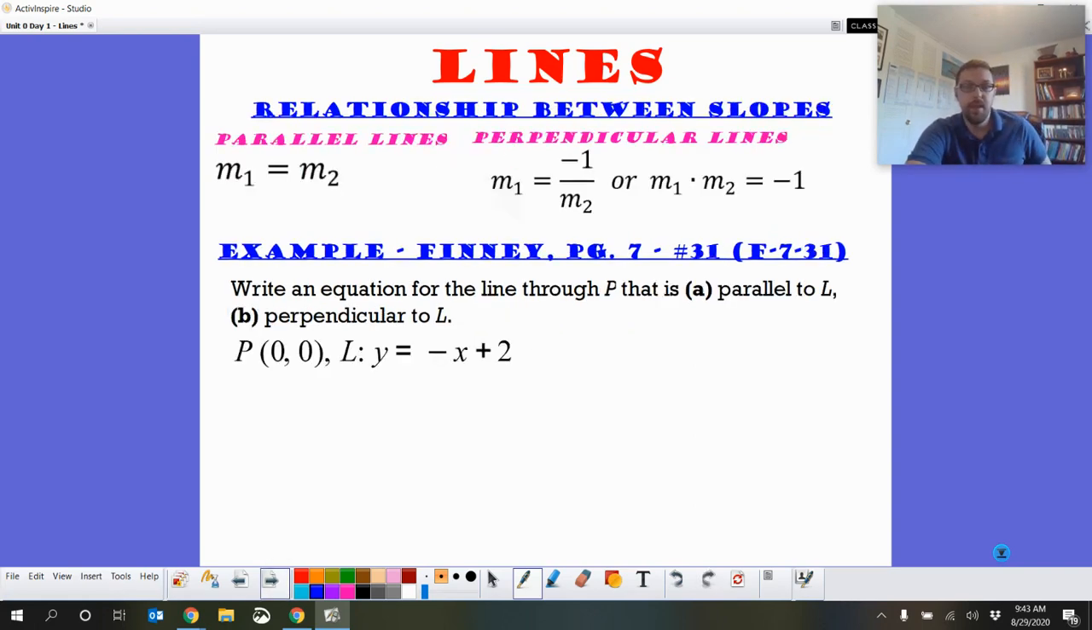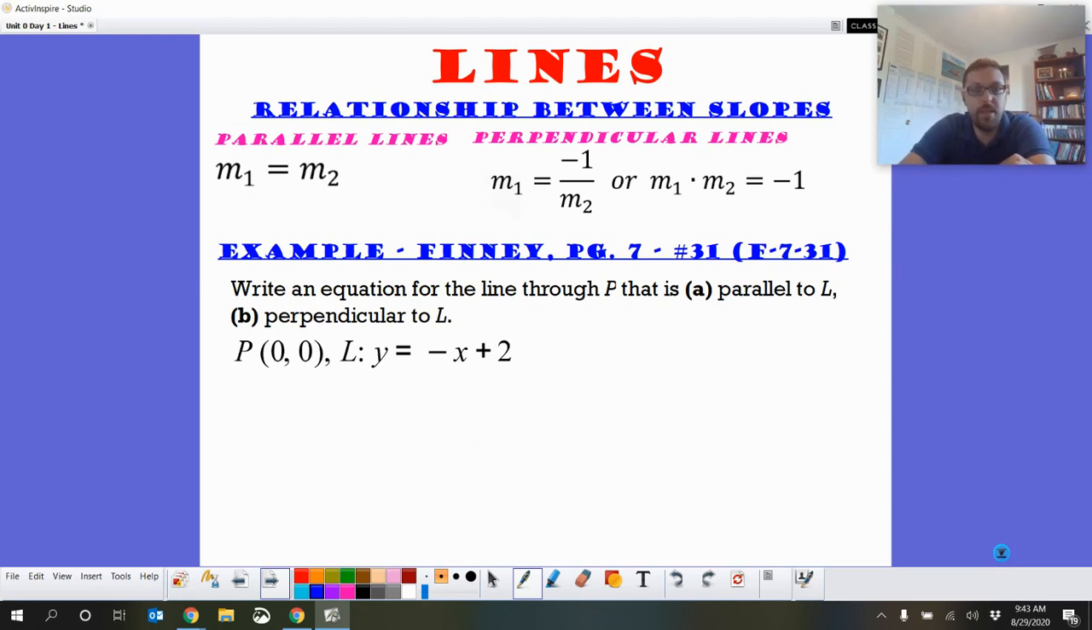All right. Next, parallel and perpendicular. So parallel lines, same slope. Perpendicular lines have opposite reciprocal slopes was the fancy word that we used for it. Really, you just flip it upside down and change the sign.